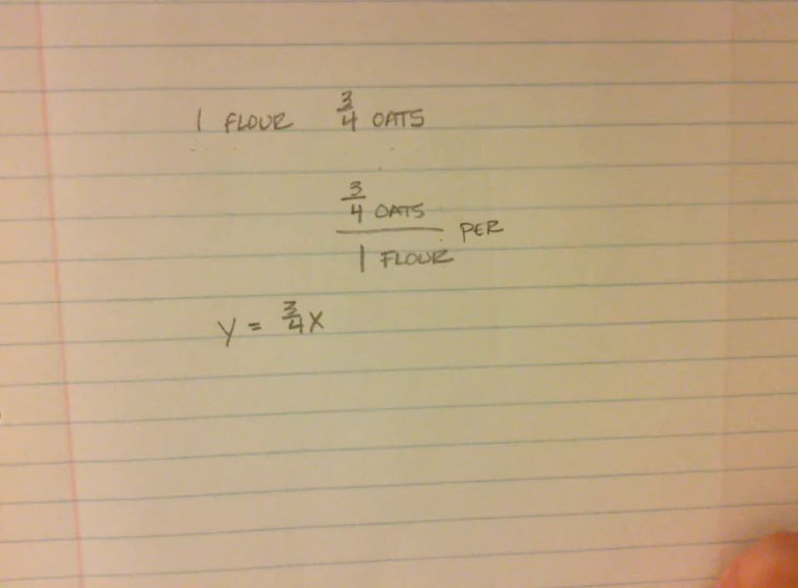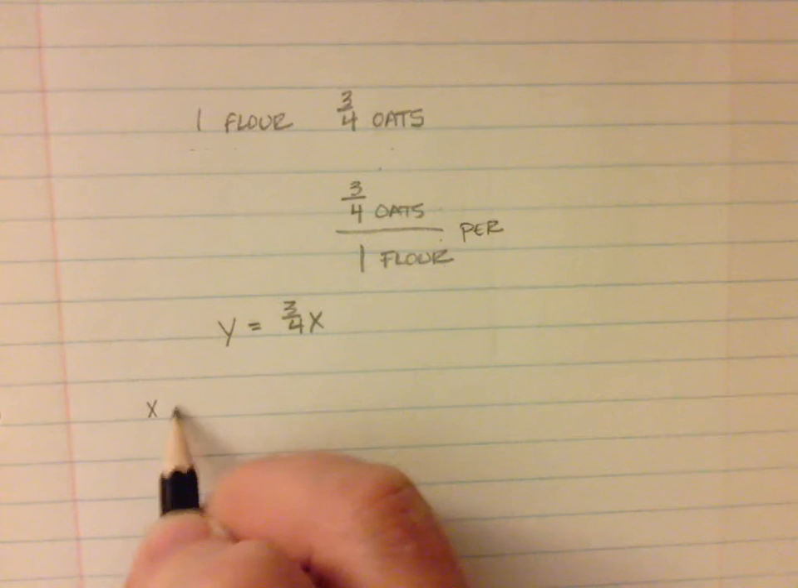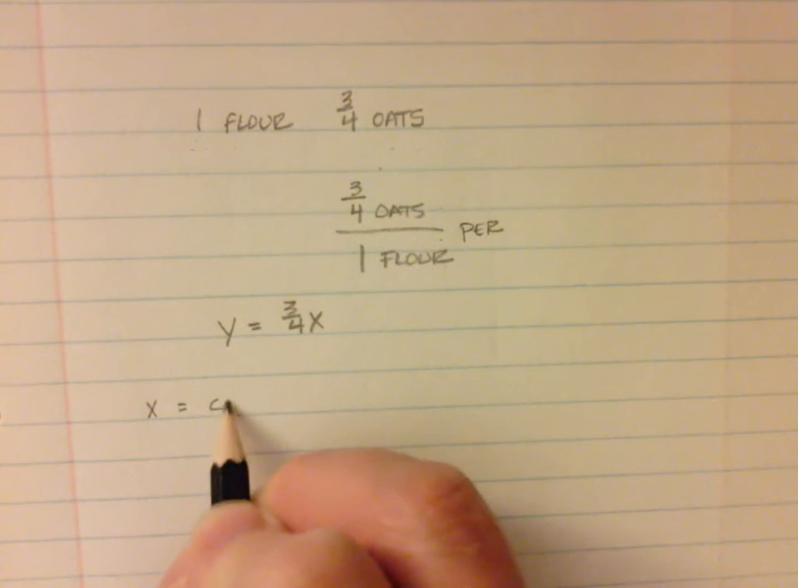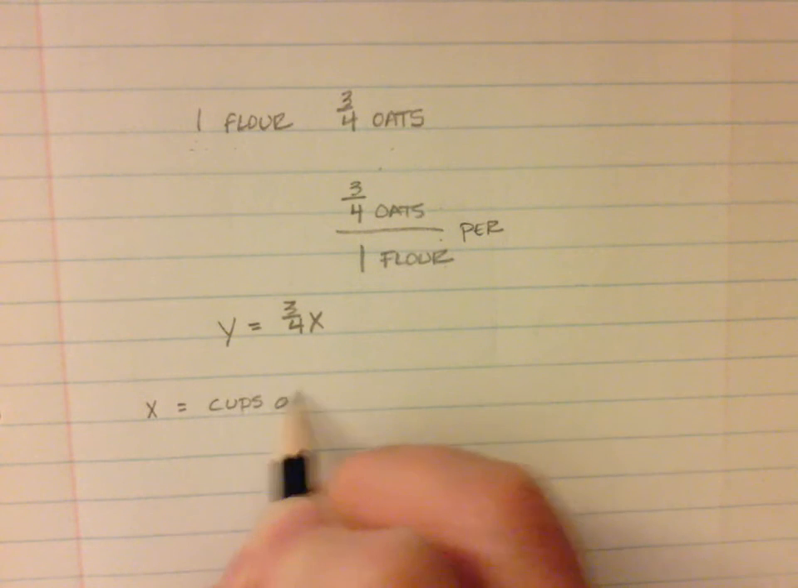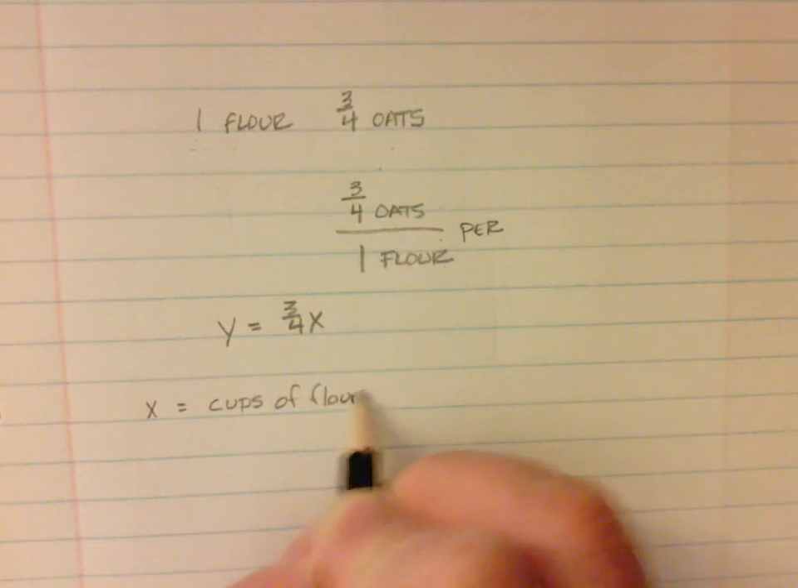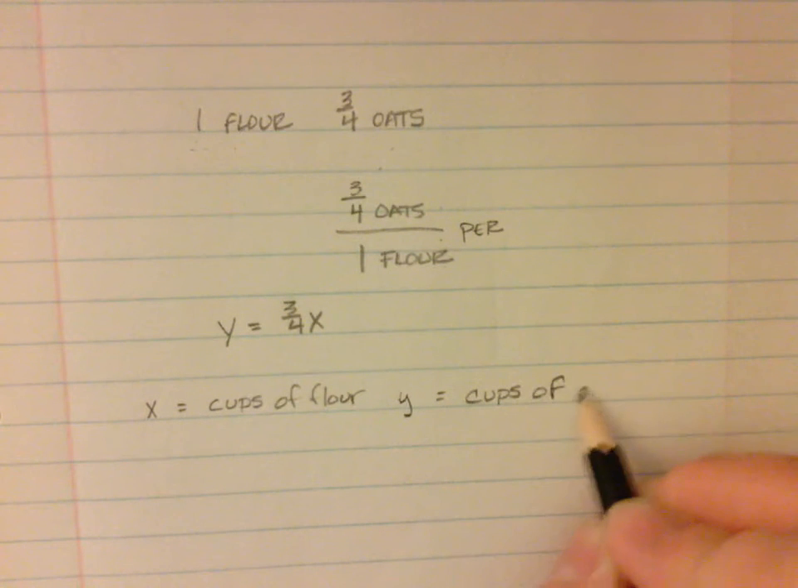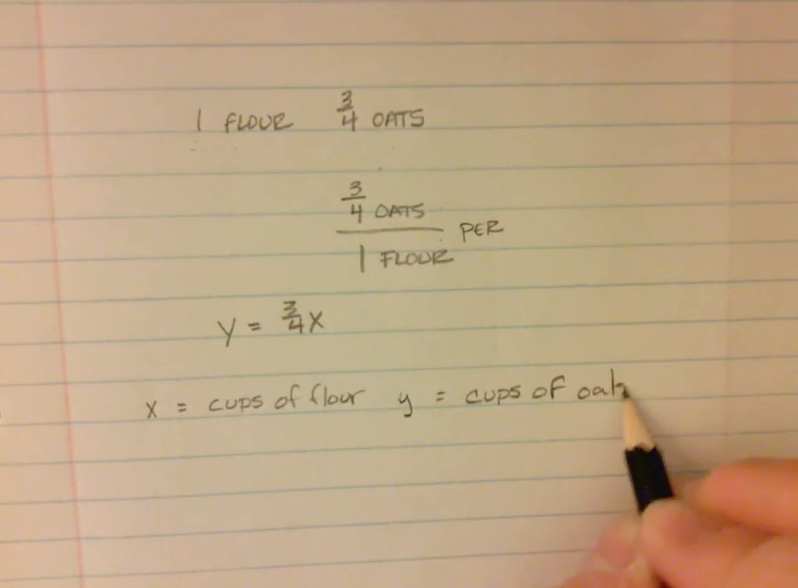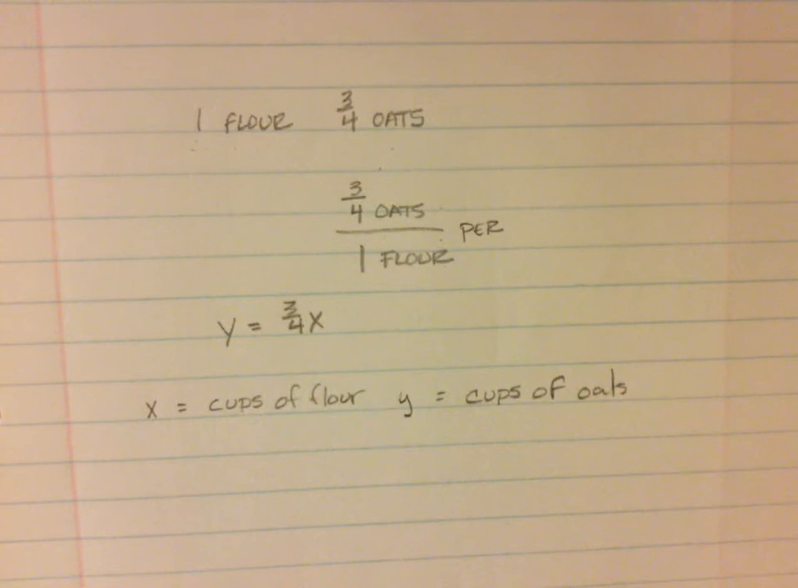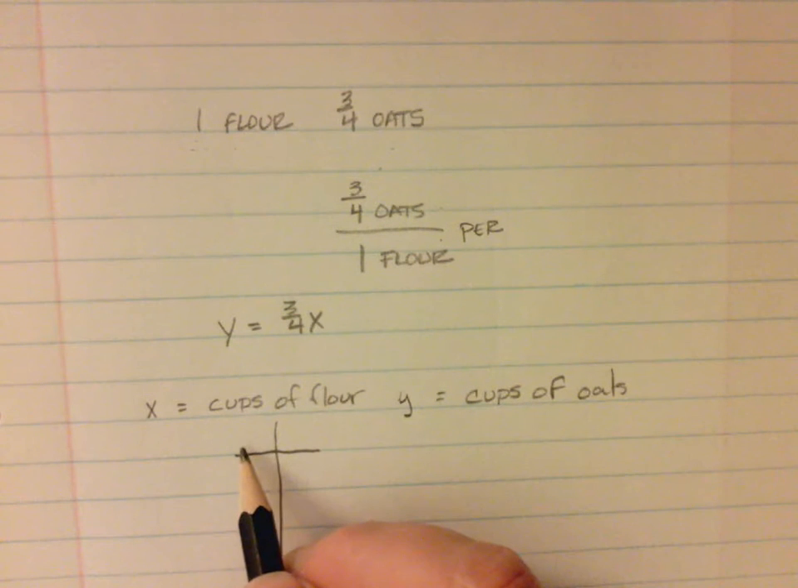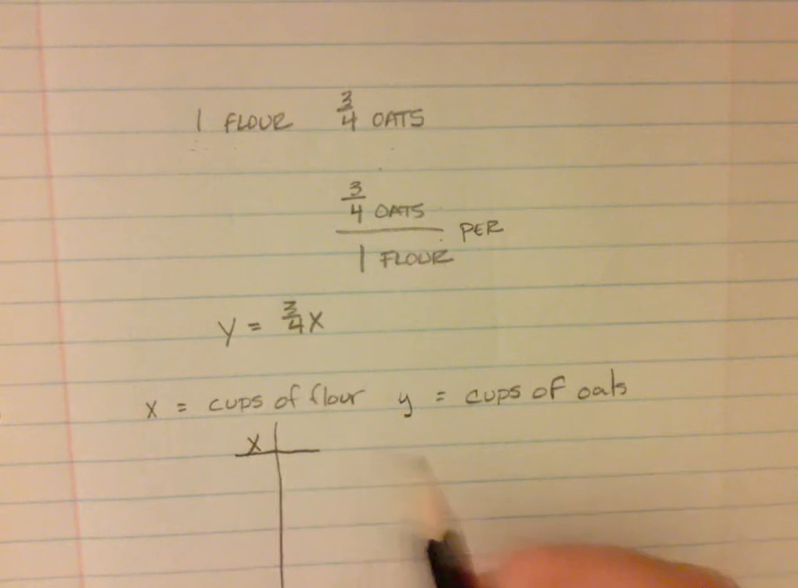And what I'm going to say is that X is going to be equal to the cups of flour and Y is going to be equal to my cups of oats. And let's see if that makes sense. Let's make a table of values like we did before. And I'm going to put X there and Y there because we always do it that way.